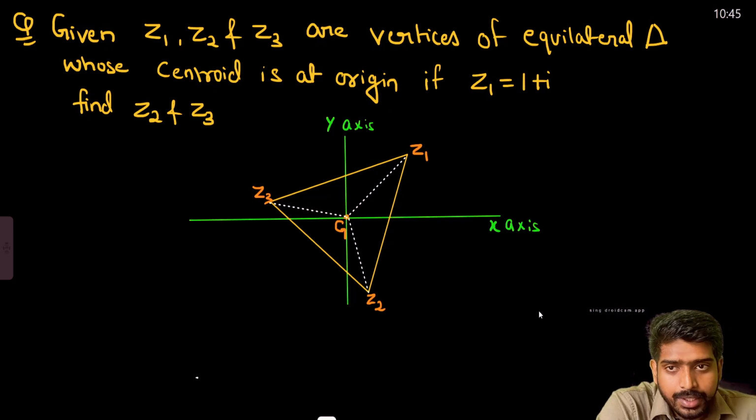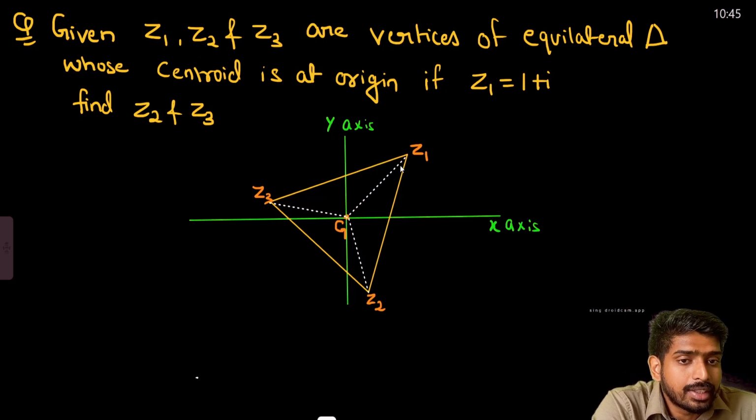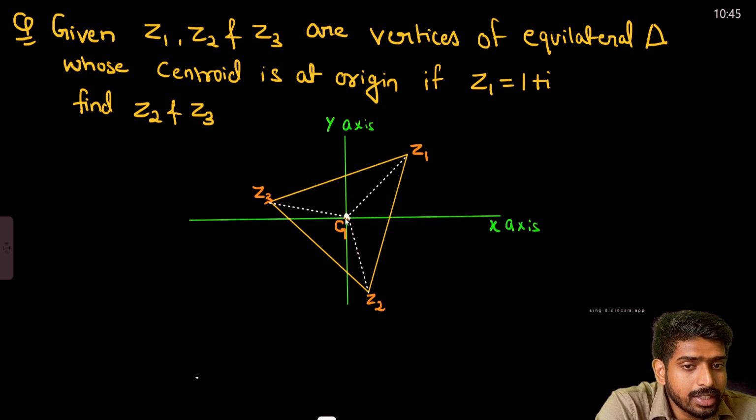The first problem says that Z1, Z2, and Z3 are three complex numbers, and they are the vertices of an equilateral triangle whose centroid is at the origin. G is at the origin. If Z1 is 1 plus iota, then find Z2 and Z3. Got it? We have to find the other two vertices.